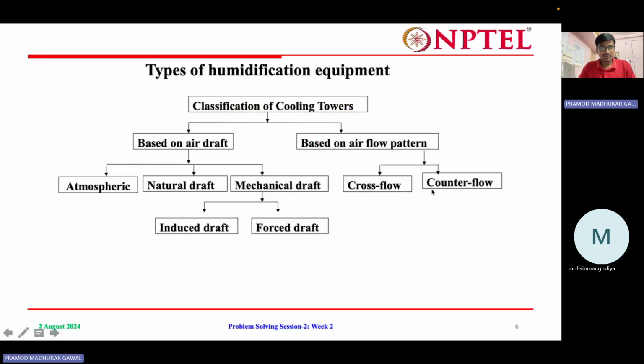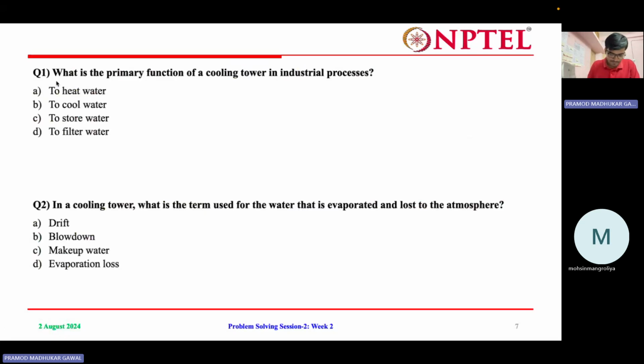Based on cooling towers, here are some subjective questions. It will get more clear with the help of these MCQ questions. What is the primary function of the cooling tower in an industrial process? Here are the options. You can tell the answers.